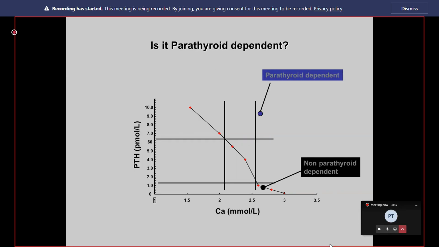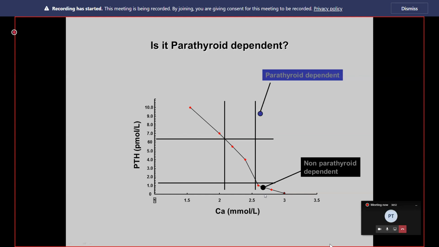So the main thing to work out is, if there is hypercalcemia, whether this is parathyroid dependent or non-parathyroid dependent. And I've already shown you this graph. This graph shows you the relationship. If this relationship is maintained in hypercalcemia, then that's parathyroid independent hypercalcemia. If the relationship is broken, then there is parathyroid dependent hypercalcemia, if the PTH level is inappropriate for the calcium.